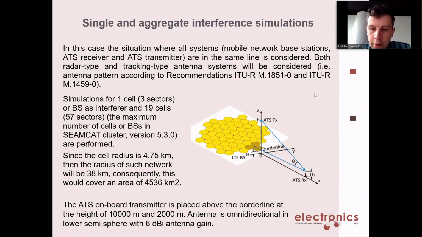So the hypothetical network looked like in the picture. We have the cluster of base stations. We have the ATS transmitter at a height of 2,000 and 10,000 meters, and the ATS receiver with its antenna height in the neighbor country.